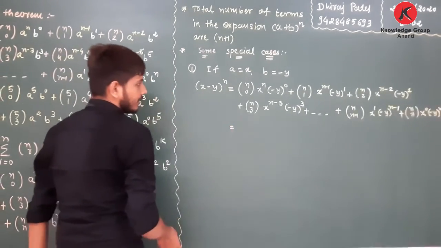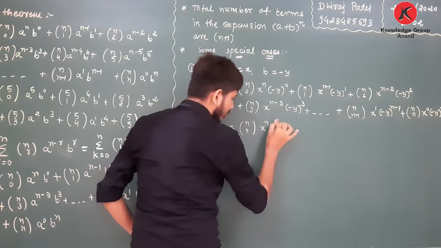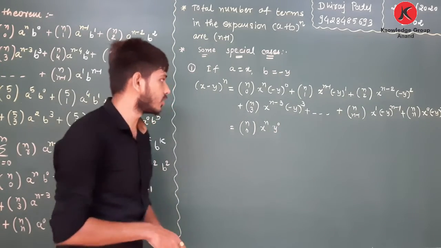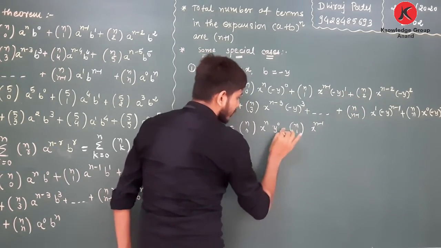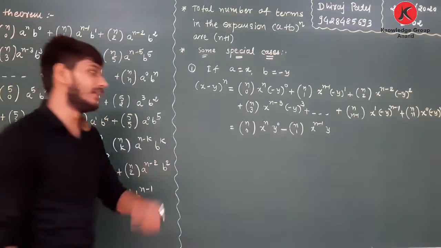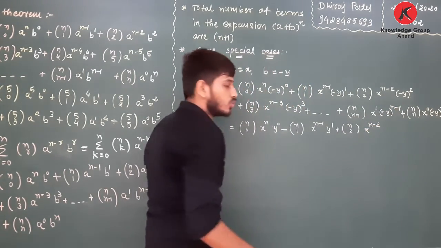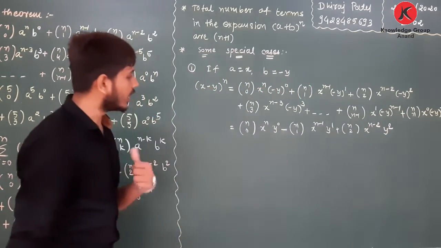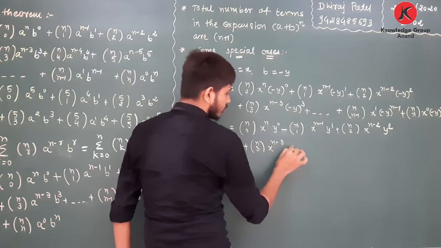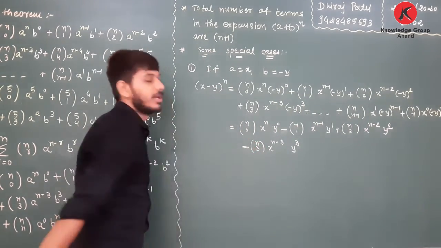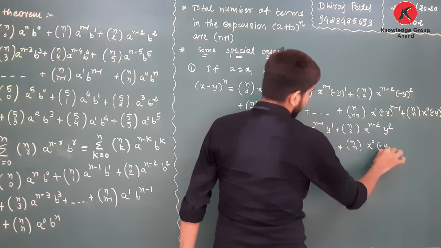Therefore, we can write it like this: nC0 x^n y^0, and you can write y^0 also, plus nC1 x^(n−1) and minus y^1, so if you write the minus sign in front, y^1 remains as it is, plus nC2 x^(n−2) y^2, next nC3 x^(n−3) and the minus sign in front: minus y^3, and so on, plus nCn x^0 (−y)^n.